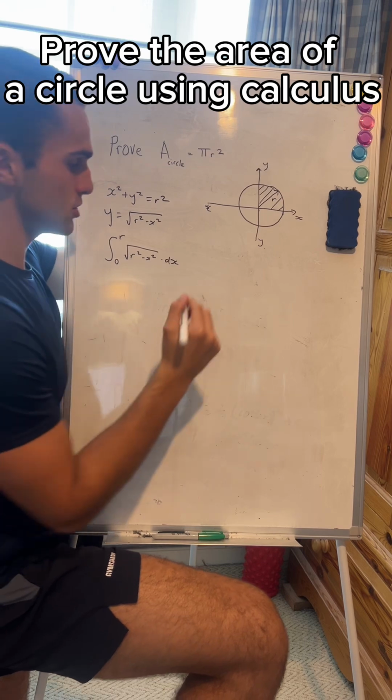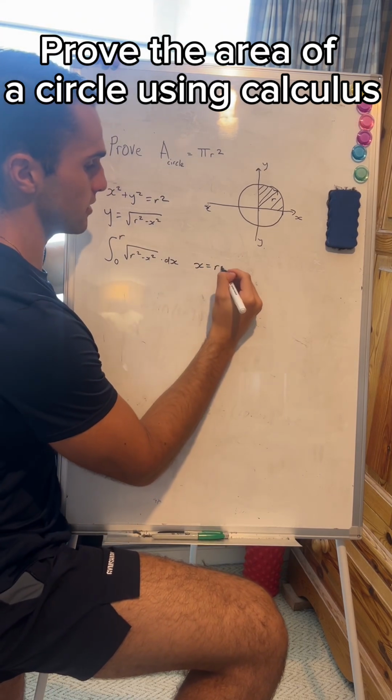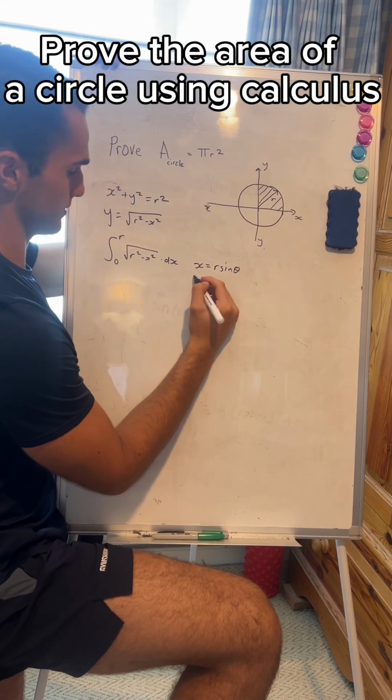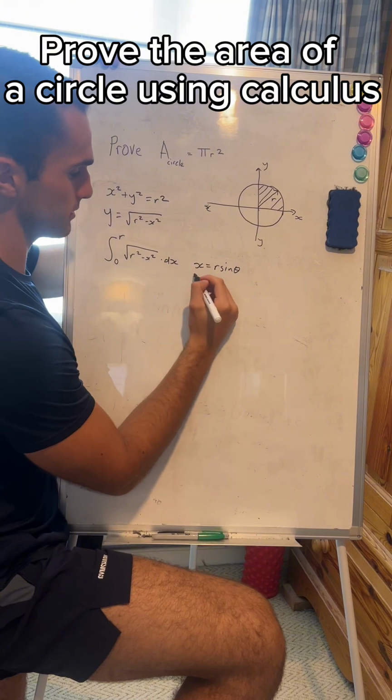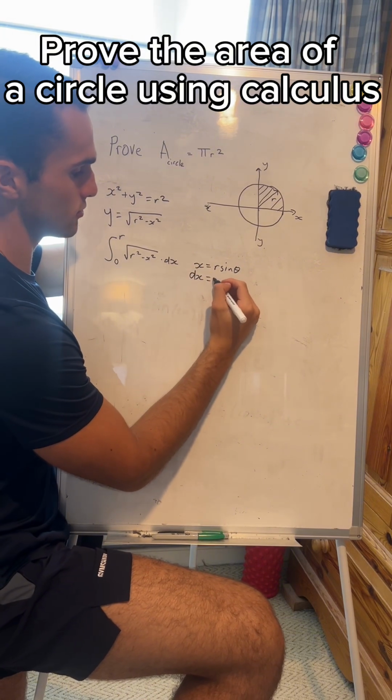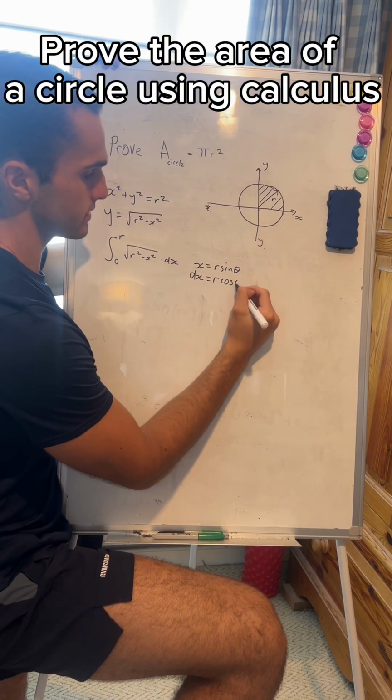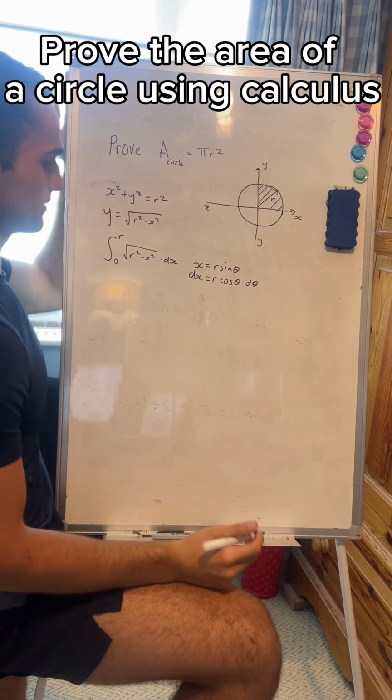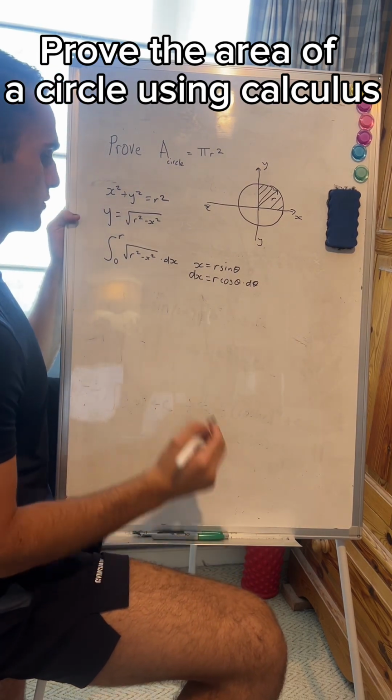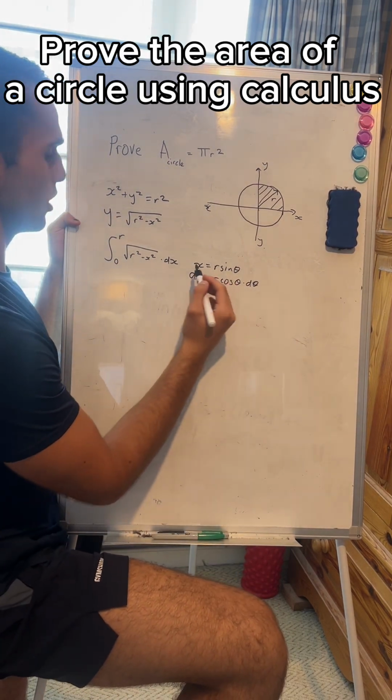Then we're going to use the substitution x equals r sine theta. So we need to find dx because we need to substitute it in. So dx equals r cos theta with regards to theta. So we're going to sub all of this in. And also we've got to think, what are our bounds now?